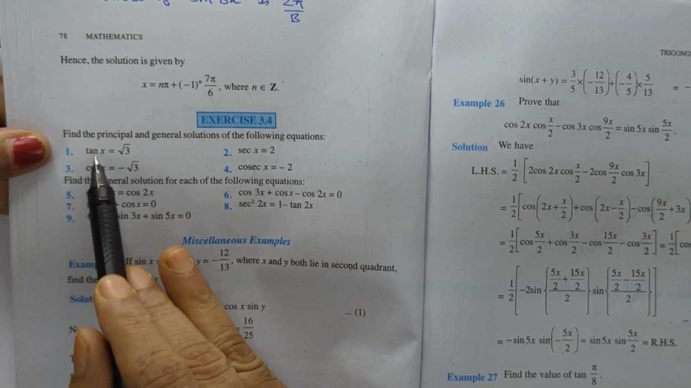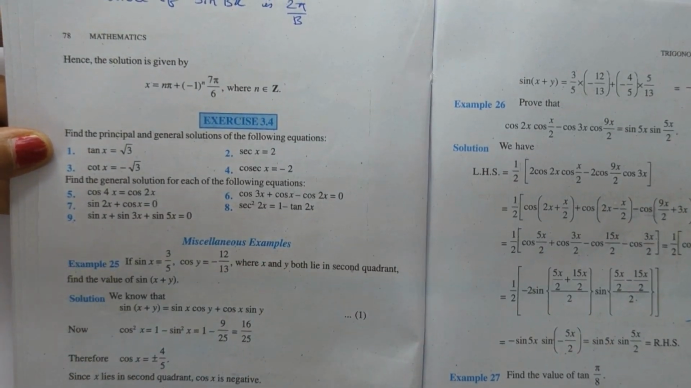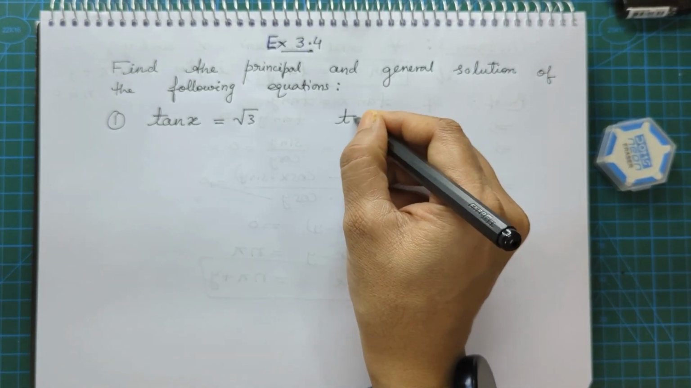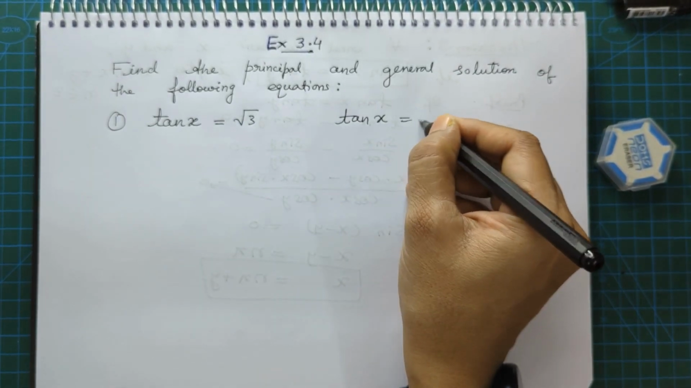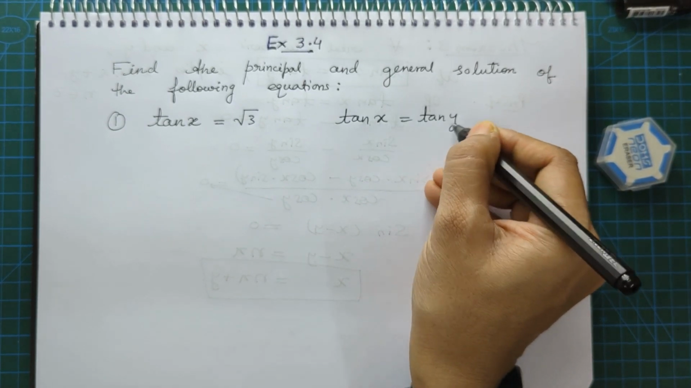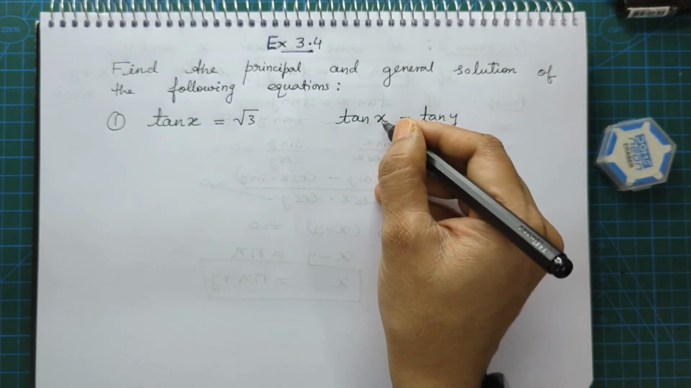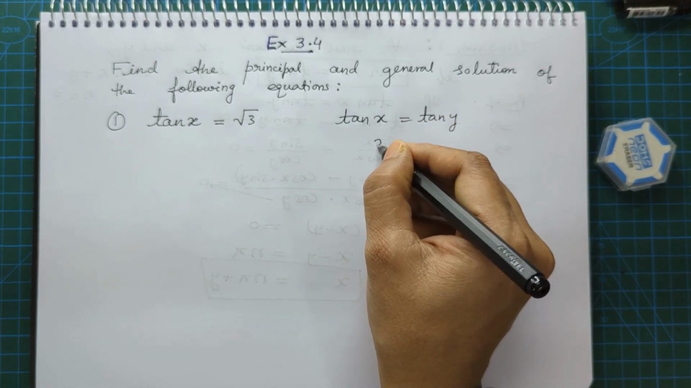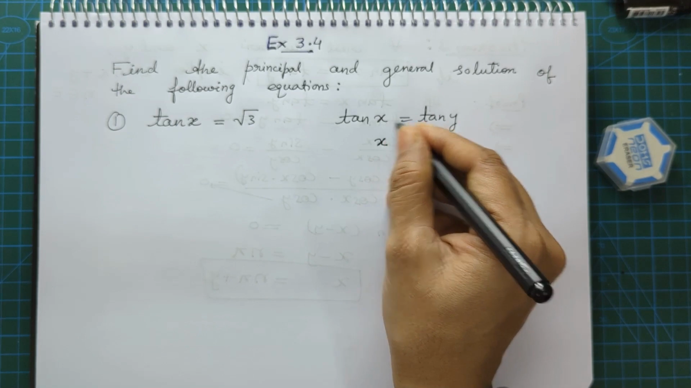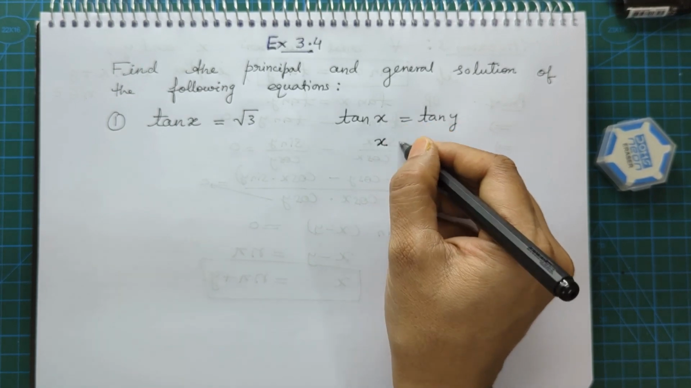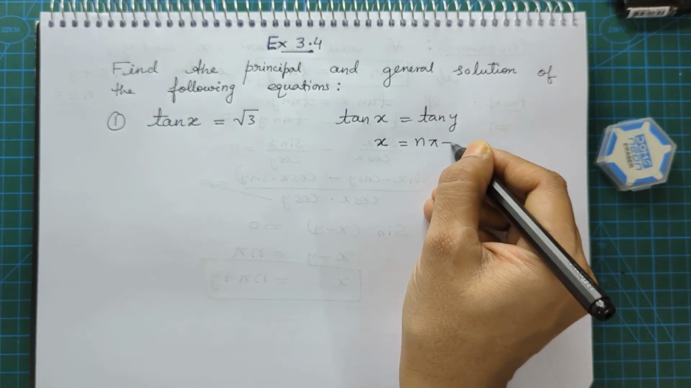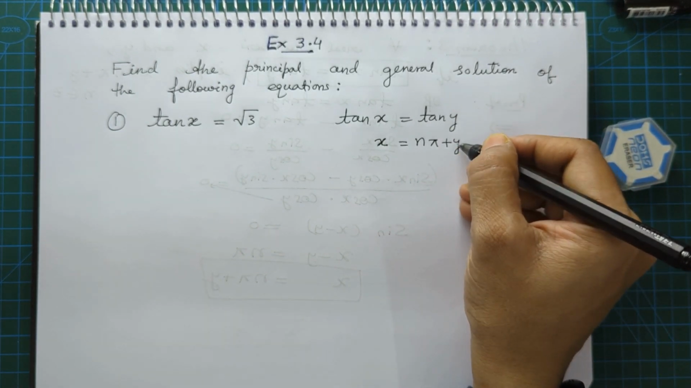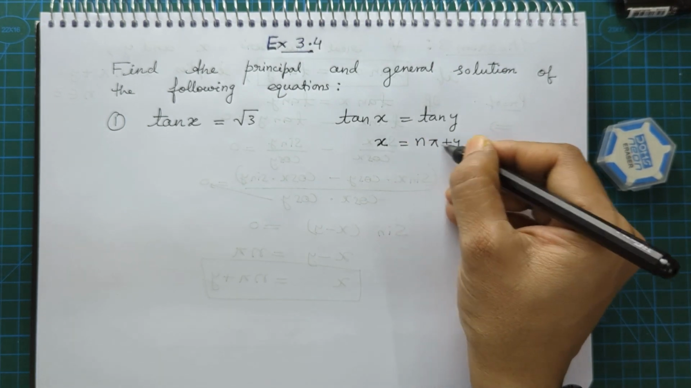The first one is tan x is root 3. Before answering, this is related to which theorem? This is related to tan x is equal to tan y. Solution to this trigonometric equation is the value of x in terms of y, and we have derived that formula by which we can find the solution to this equation. Solution is x is equal to n pi plus y. That means if we can find this y, we can substitute here and we will get the general solution.